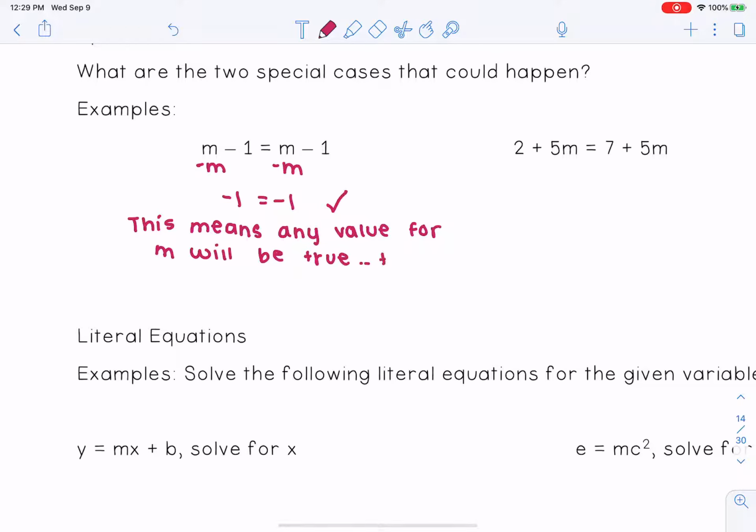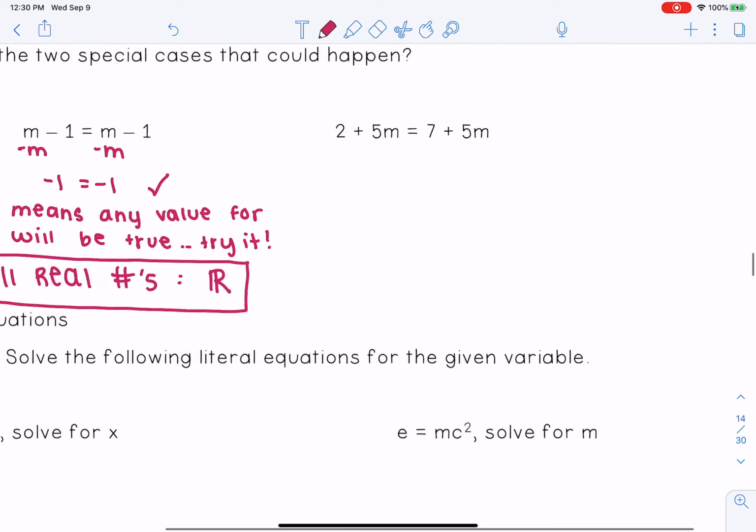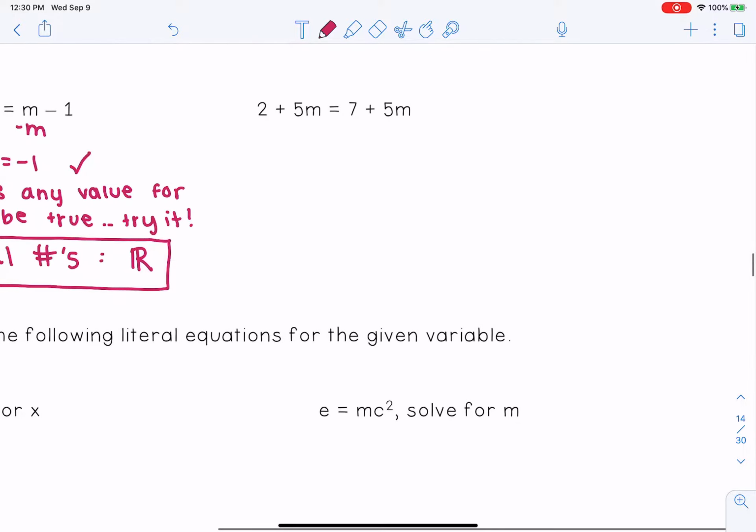You can even try it. So plug in 5 for m. 5 minus 1 equals 5 minus 1. Of course it does. So our answer is all real numbers. And the abbreviation for real numbers is this R. It's actually called blackboard bold. Back in the day, they couldn't type in bold or write in bold on a chalkboard, so we add this extra line to the R to show that it's bold, which is kind of cool. Let's see what happens in the second case.